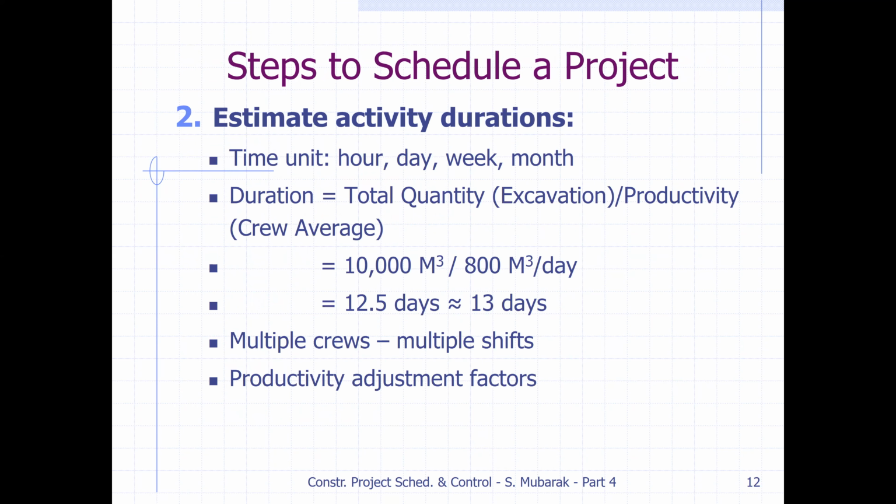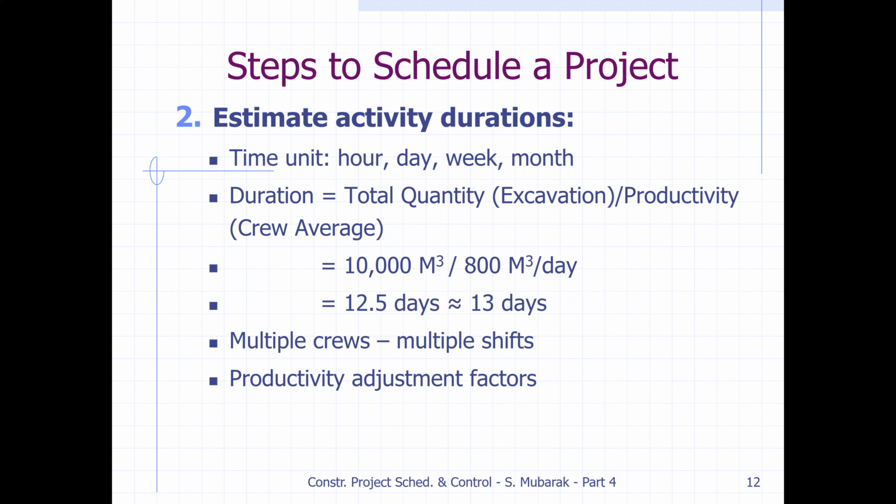Then let's see step 2. We move to the steps to schedule a project. Step 2 is estimate activity duration. It means we have to decide the time. Usually we decide the time in number of days, but we can also use hours, weeks, or months. So when we put days, and you contract or expand your primary schedule, you can see that in months or weeks also.